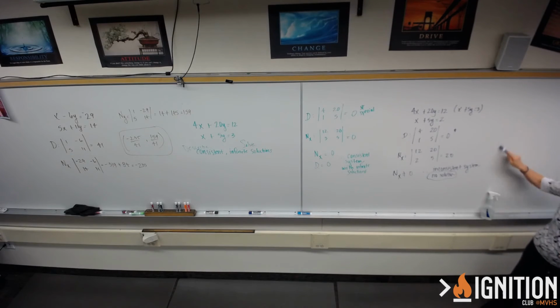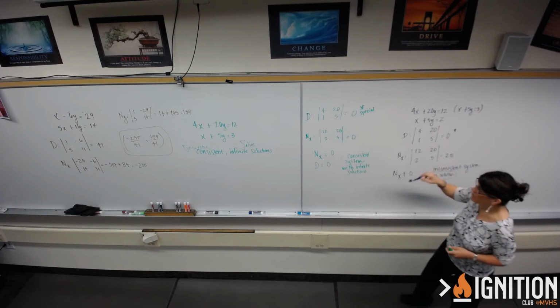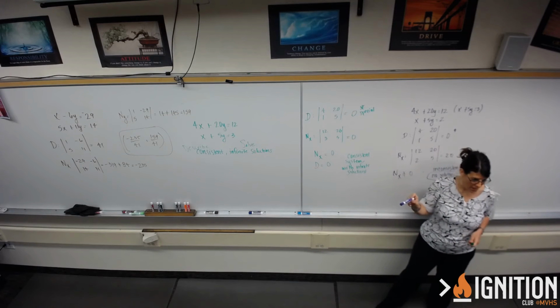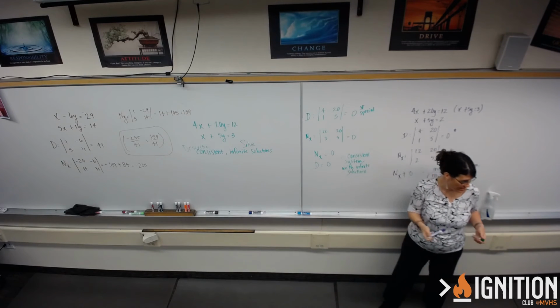These are parallel lines. These are parallel lines. Same slope, different y-intercept, and these are the same line. And then those are just regular old lines that intersect somewhere. Okay?